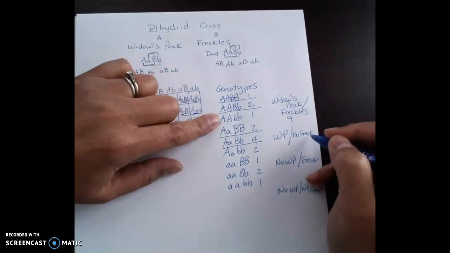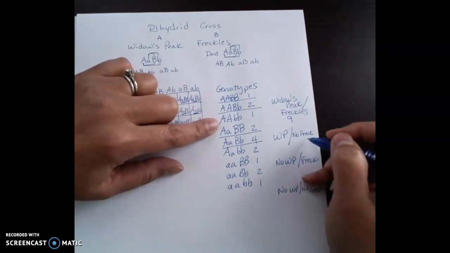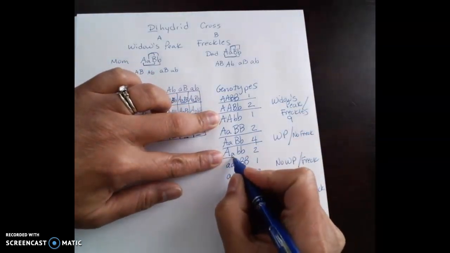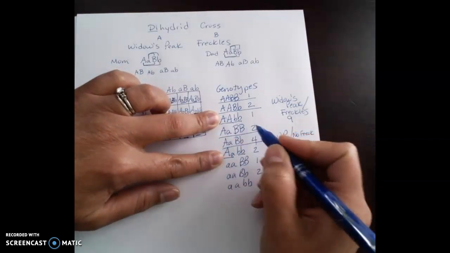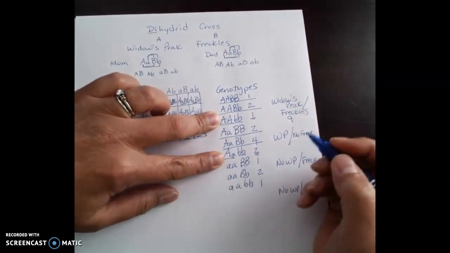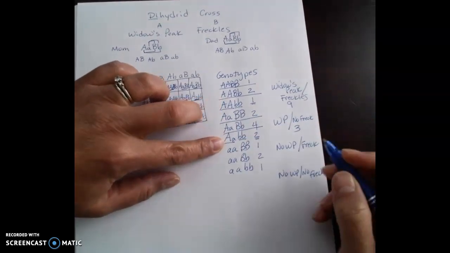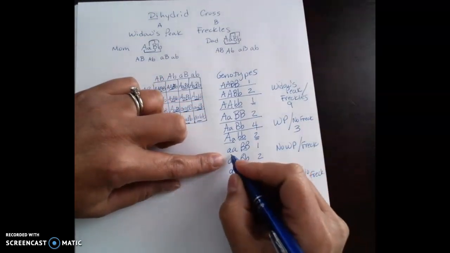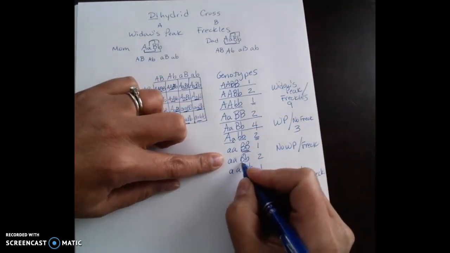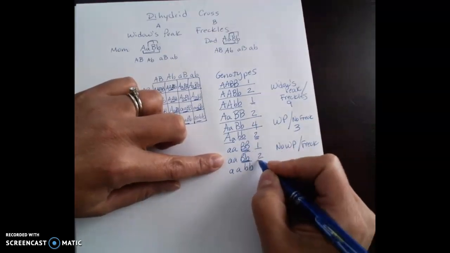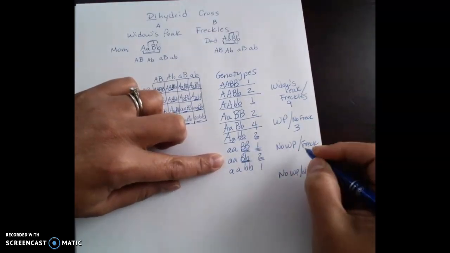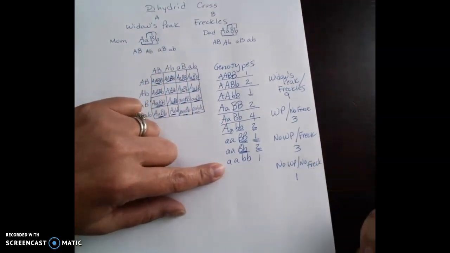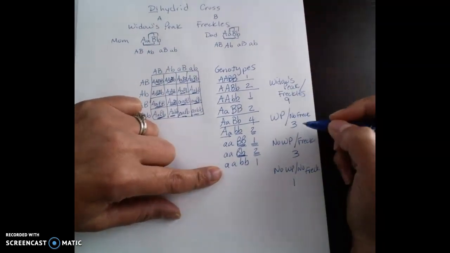Then we have widow's peak, but no freckles. So that would be dominant and recessive. Dominant A, but recessive B. That puts us at 3. And then no widow's peak, but freckles would be recessive A, but a dominant B. All right, so that puts us at 3 there. And then that just leaves this one little one that's all recessive. So 9, 3, 3, 1.